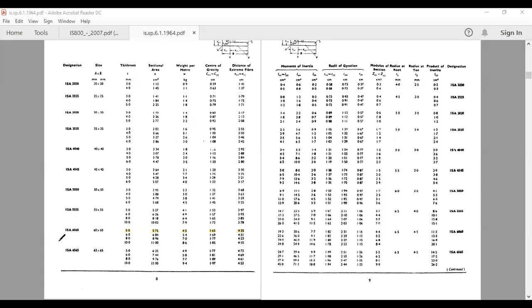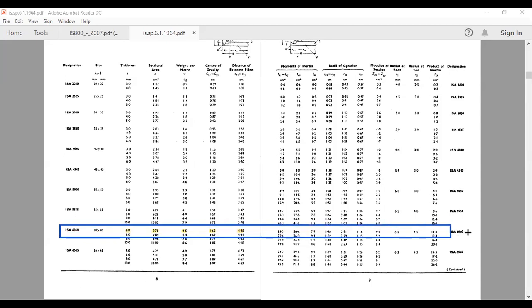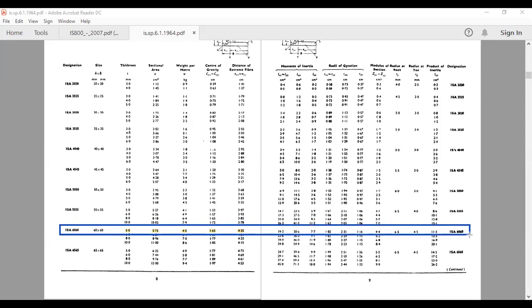So what I have here is in the steel table, this is our ISA 60 by 60 by 5. This is the angle we have adopted here. For getting the properties, one required is the cross-sectional area, 5.75 centimeter square, or 575 square millimeter.